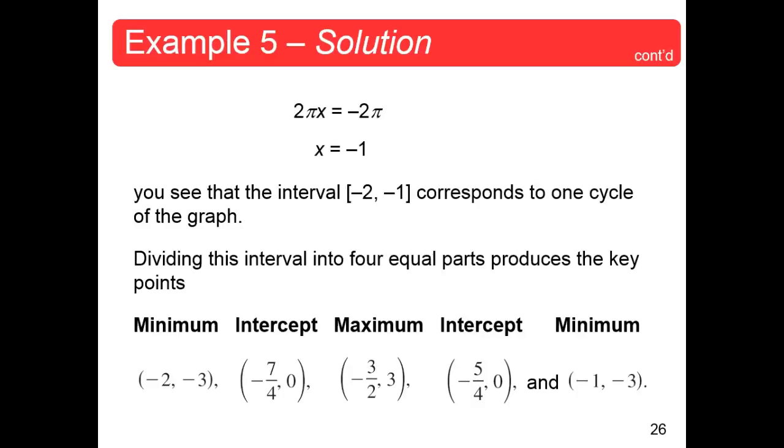And cosine starts usually at 1, but because the coefficient is -3, you start at -3. So -3 is there, and 1 divided by 4 is 1/4. So if you add 1/4 to -2, you get -7/4. Cosine goes up to 0 there. At another 1/4, you get -3/2. You're up to +3 then. And then at another 1/4, you're at -5/4.